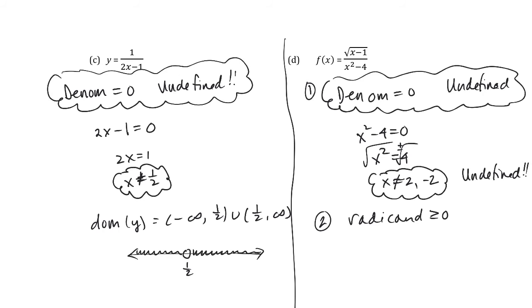All right, now let's look at the radicand. Oh, I was doing the denominator. Okay, the radicand is under the square root, so that can be equal to 0. We can take a square root of 0 or any positive number. So x is greater than or equal to 1.